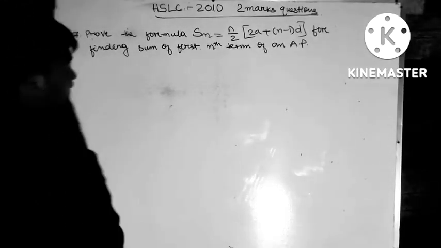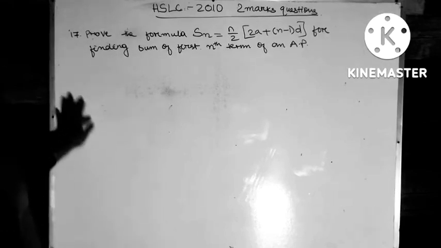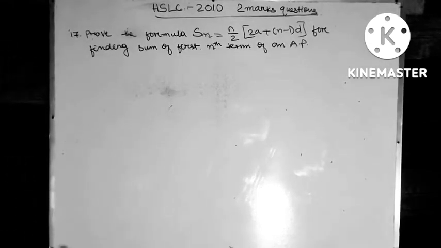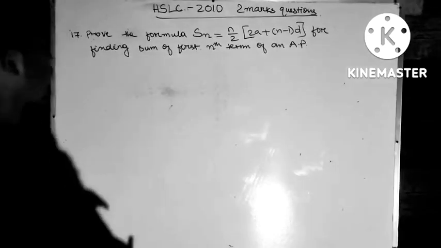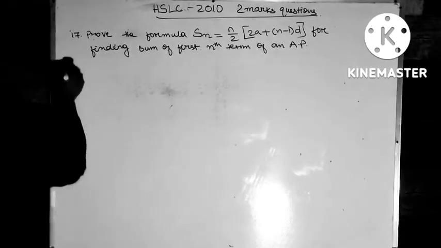Okay, question number 17. This is from arithmetic progression. This is the derivation of the formula Sn equal to n by 2 into 2a plus n minus 1 into d. So for this, what are we going to do? Let's see.